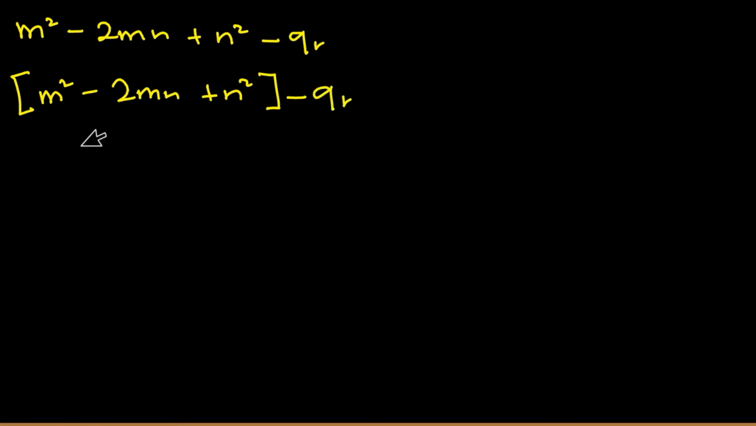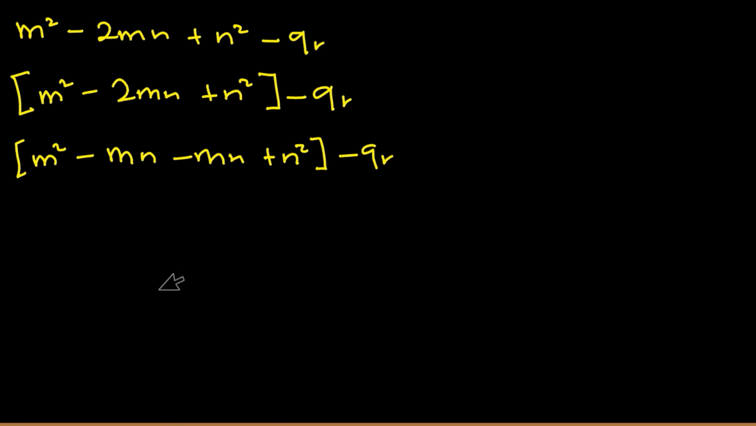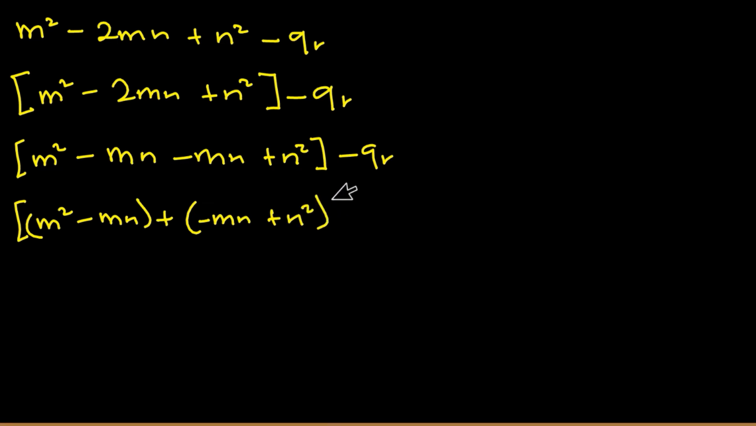Right. So what I'm going to do next is that I'll rewrite this expression as m squared minus mn minus mn plus n squared, and I'll copy down my 9r. Right. So I'll still rewrite this as m squared minus mn, then plus minus mn plus n squared. Now copy down my 9r.